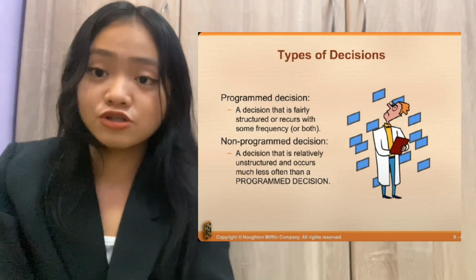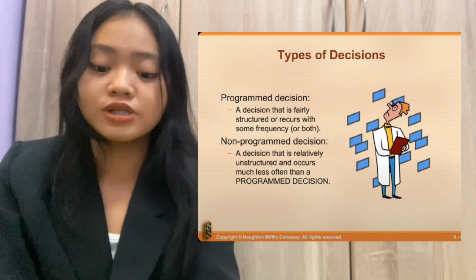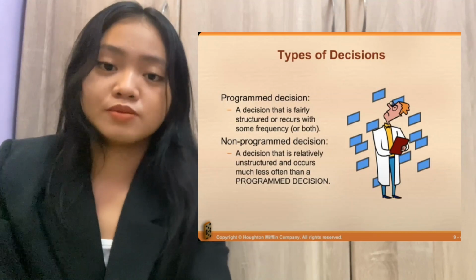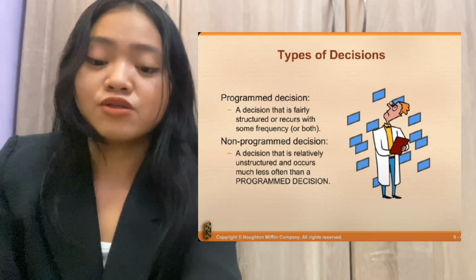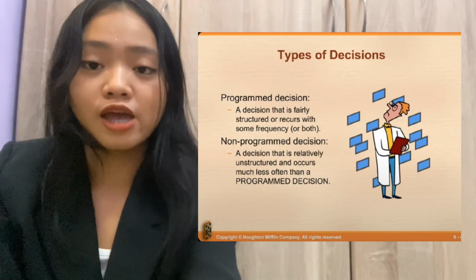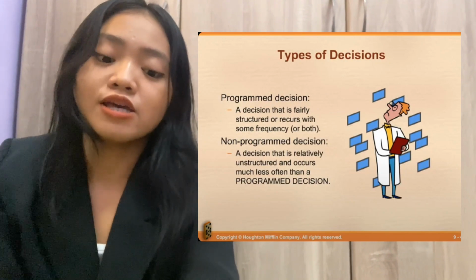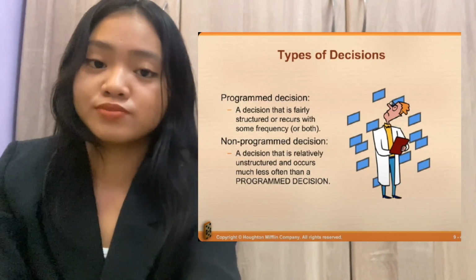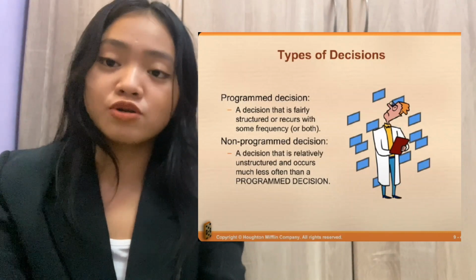After we discuss the nature of decision making, let's go to the types of decisions. There are 2 types of decisions, the programmed decision and the non-programmed decision. So let's get started with the programmed decision. A programmed decision is a decision that is very structured or recurs with some frequency. When we say programmed decision, these are repetitive and routine in nature. It involves those decisions that already have a plan or rule in place and is used to reach a conclusion.